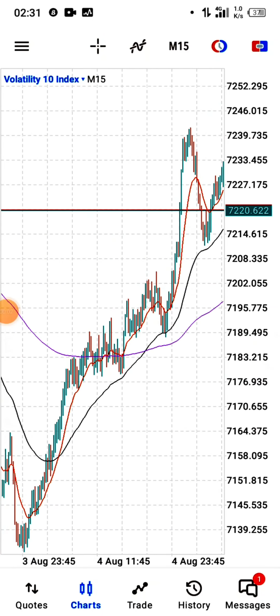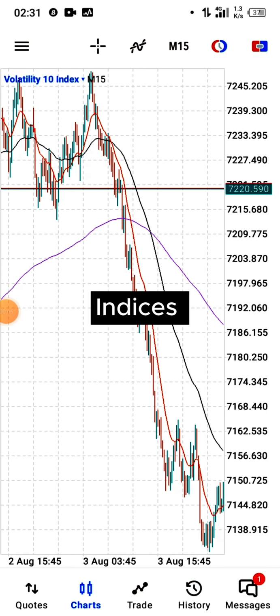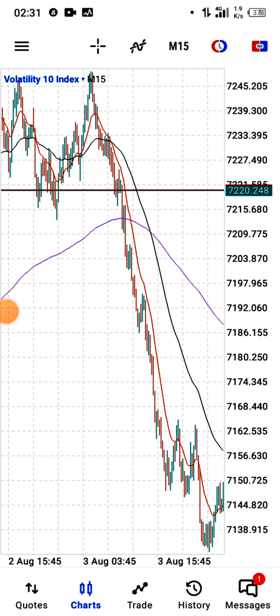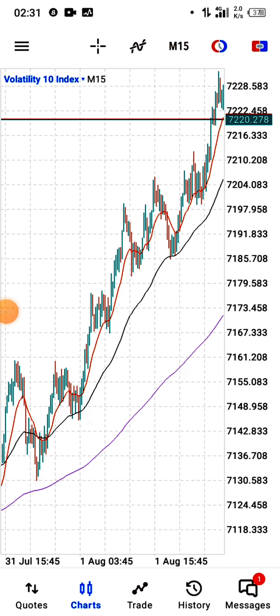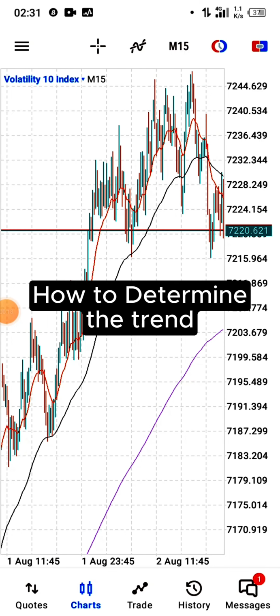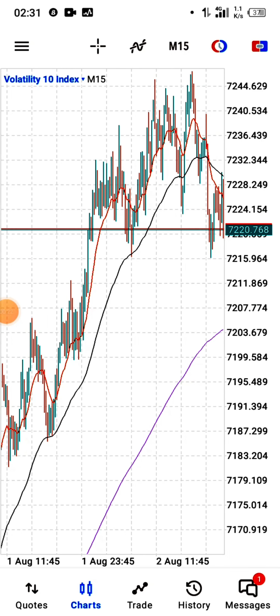This is the one strategy that works on all pairs, whether currencies, indices, boom and crash. On boom and crash, whether you're trading ticks or spikes, the moving averages work on all of those. What we're going to be discussing today is how to determine the trend. We're also going to be discussing the entries, and I promise you, it's one of the best.